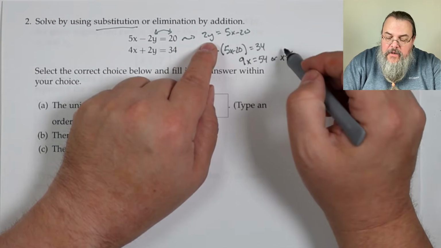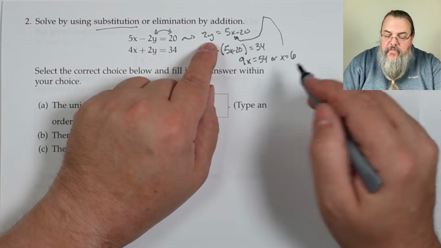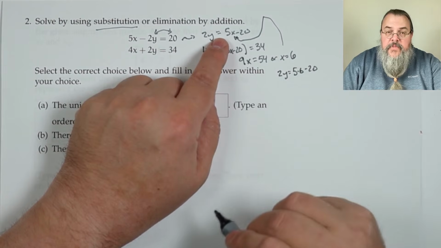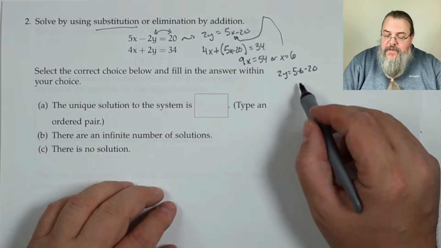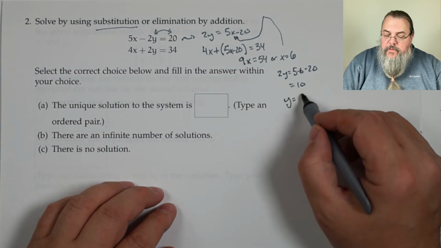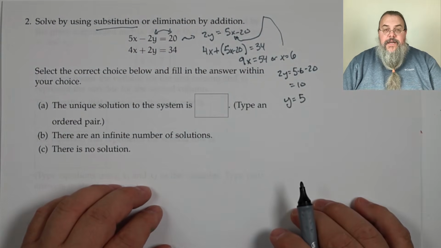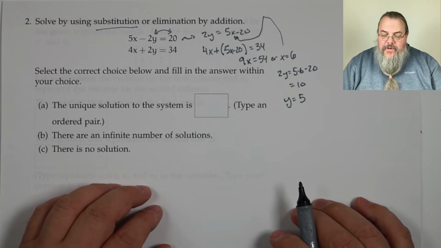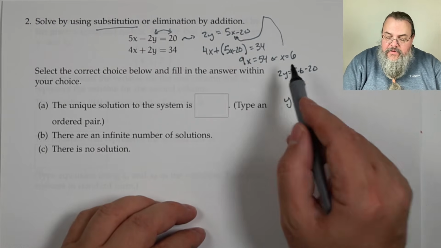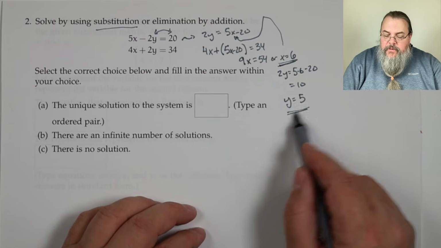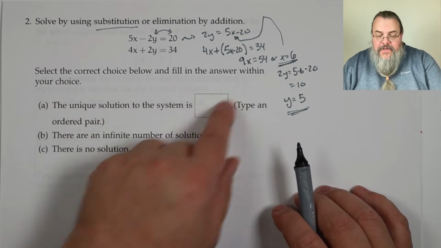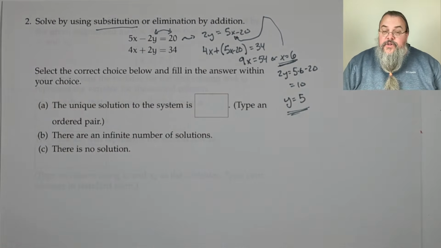What do we say? Well, we plug it in. So we get that 2y is 5 times 6 minus 20. Well, 5 times 6 is 30. 30 minus 20 is 10. 2y equals 10. y equals 5. All right. And so that's substitution. We're ready to answer. We said, look, we found an answer. x equals 6. y equals 5. So it says, okay, select the correct choice below and fill in the answer within your choice.